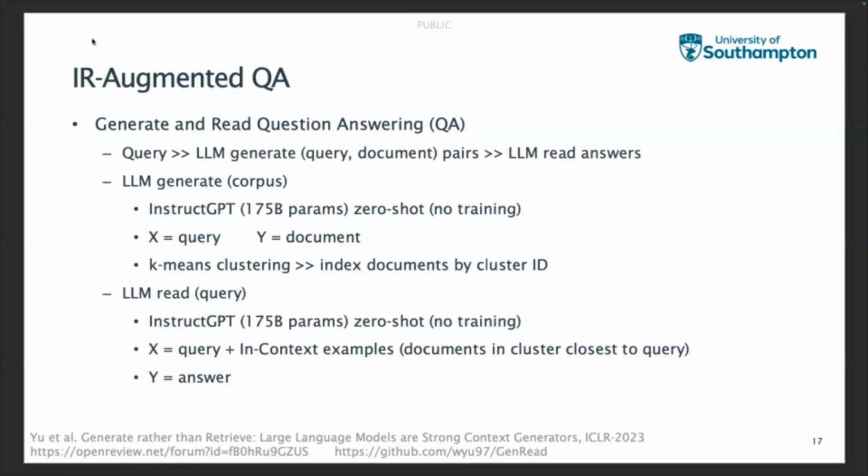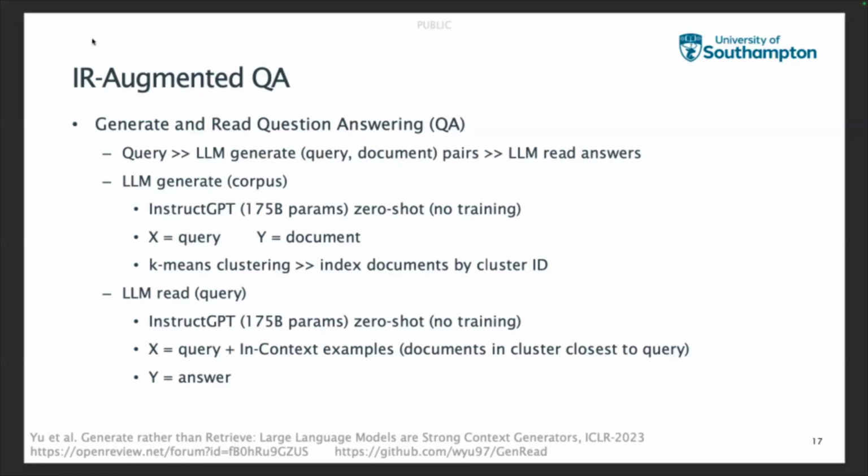In this case, the authors used InstructGPT. It's a 175 billion parameter model, similar to GPT-3. I think it was based on that. And you can see it uses in-context learning again, so the ideas that we had in the mental health domain, we can transfer to here as well.